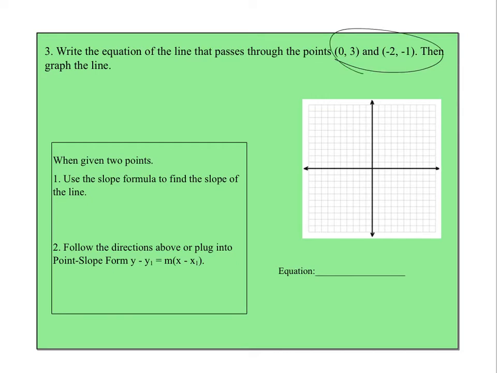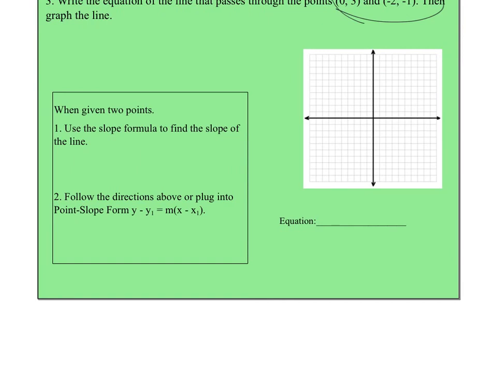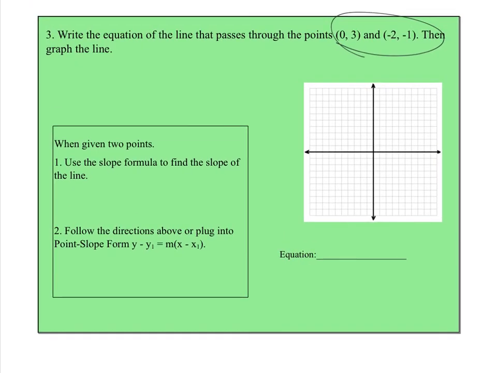All right, so now write the equation of a line that passes through the points (0, 3) and (-2, -1), then graph the line. So figure out the slope. Slope we've talked about: y minus y over x minus x. So I'll go 3 minus -1 over 0 minus -2. So that gets me 4 over 2. Slope is 2.